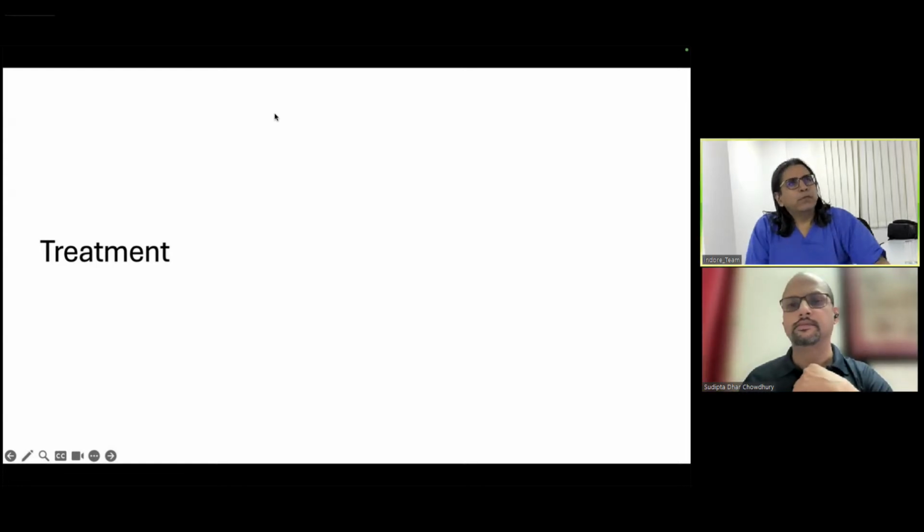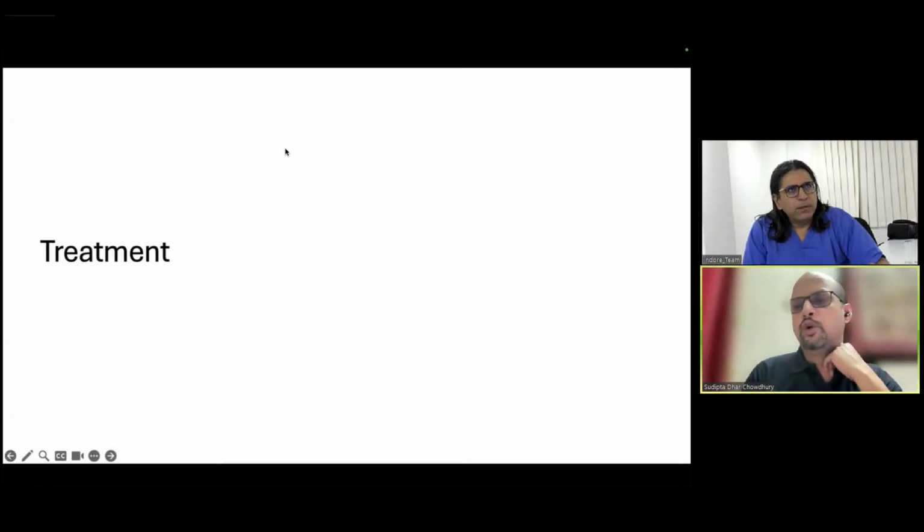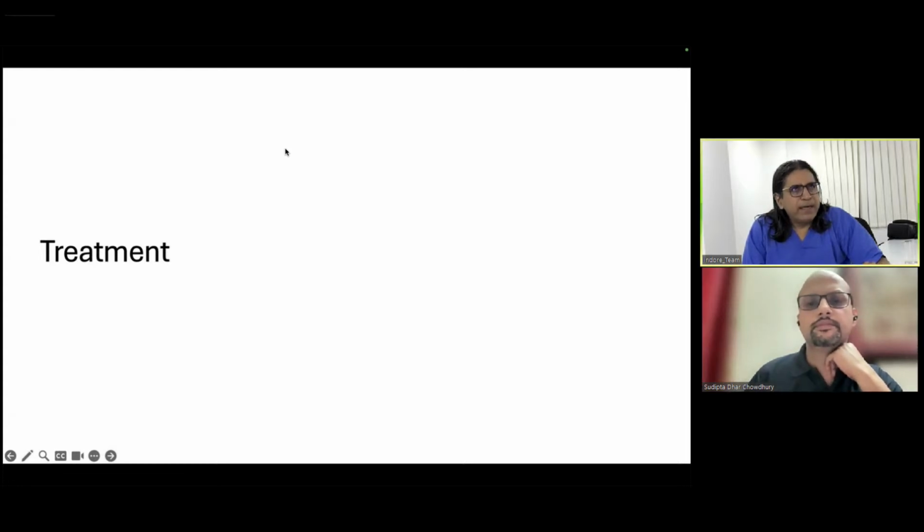Okay, Dr. Sudipta, the question from Dr. Naveen Mehla. What is the role of CA 19.9 in the cyst fluid for diagnosis of malignancy? Does it have any role? No, no role.